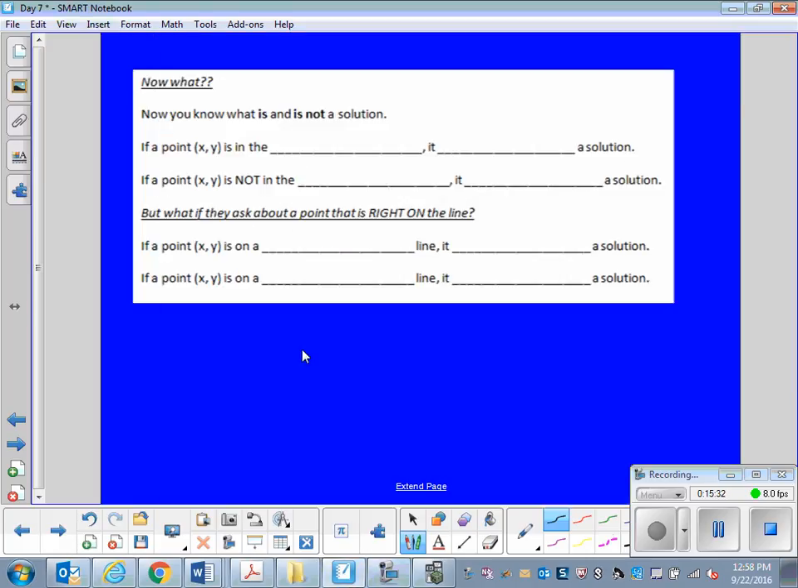The first example. Oh no, one more thing. So if somebody asks you about a particular point and you need to figure out whether the point is the solution or not the solution. So if my point is in the shaded area, is it the solution or not? Yes, it is a solution. That's what we decided, right? Shaded means solution is good. We want it. And if the point is not in the shaded area, is it a solution or not? No. It is not a solution.